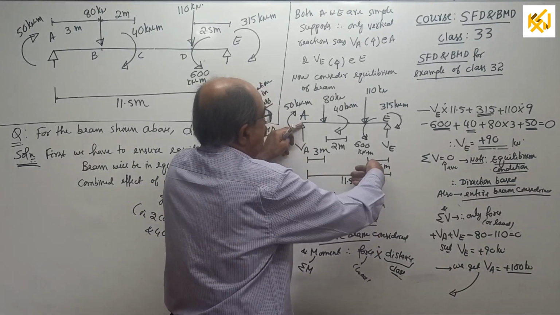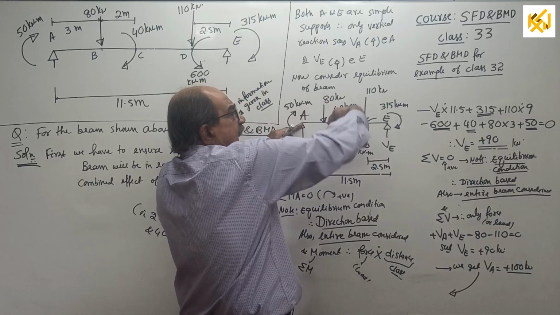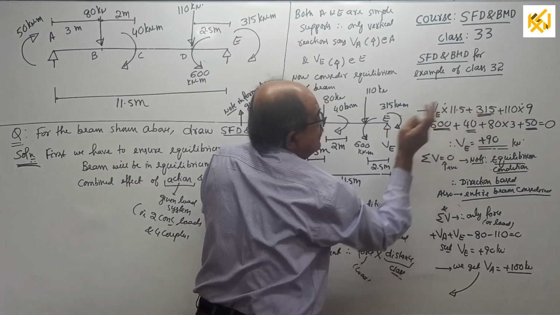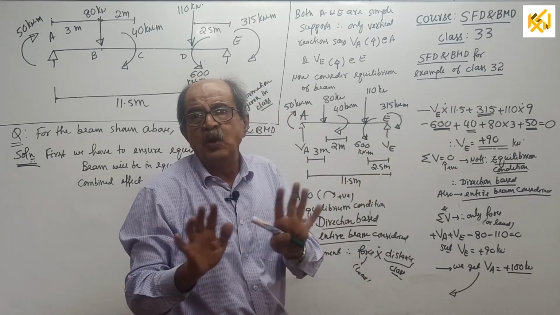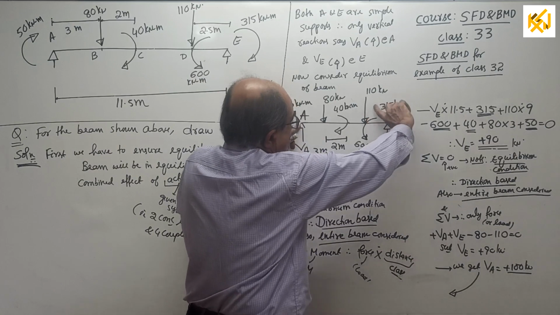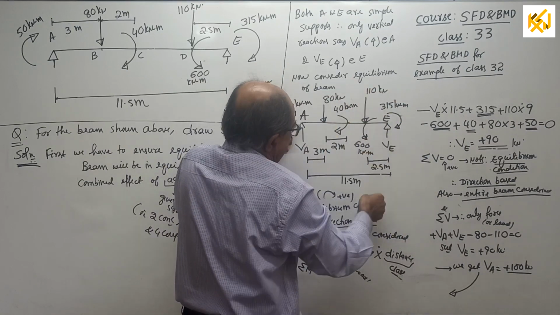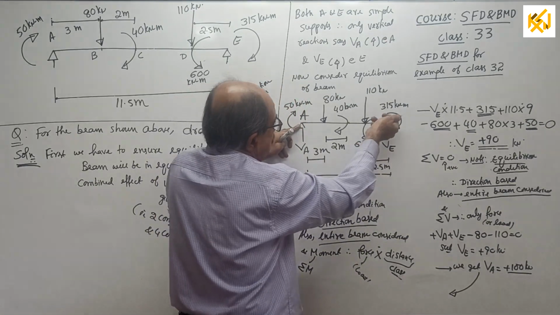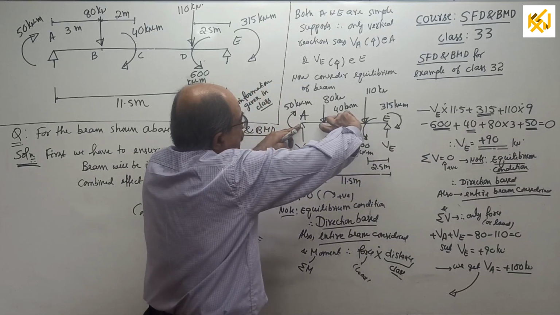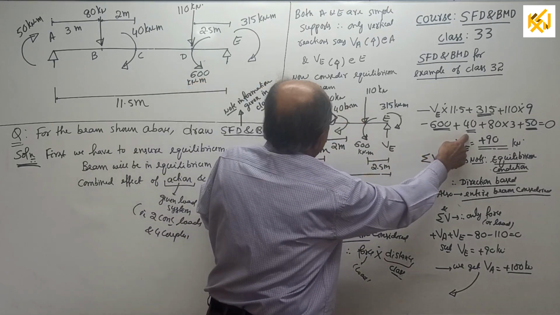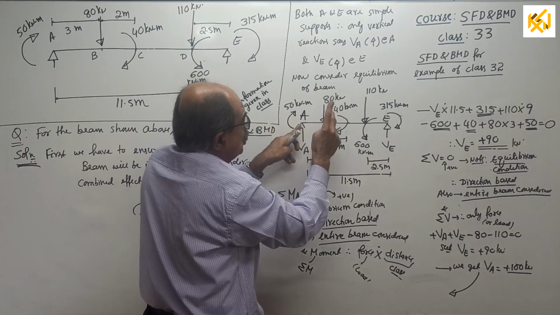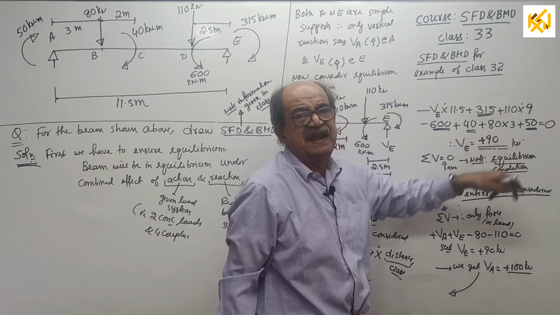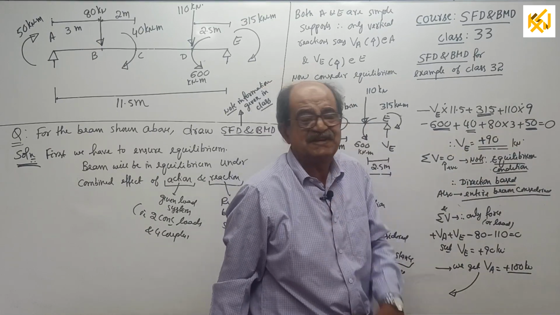So, start. VE into 11.5 anti-clockwise, I wrote here, minus. Plus 315. I underlined, that's all. It is a couple, no multiplying by distance. So, plus 315, plus 110 into from 11.5 subtract 2.5, that is 9, minus 600 plus 40. See, then plus 80 into 3 not over plus 50 equal to 0. Your VE will come plus 90 kilonewton. That is the force I had taken last time.